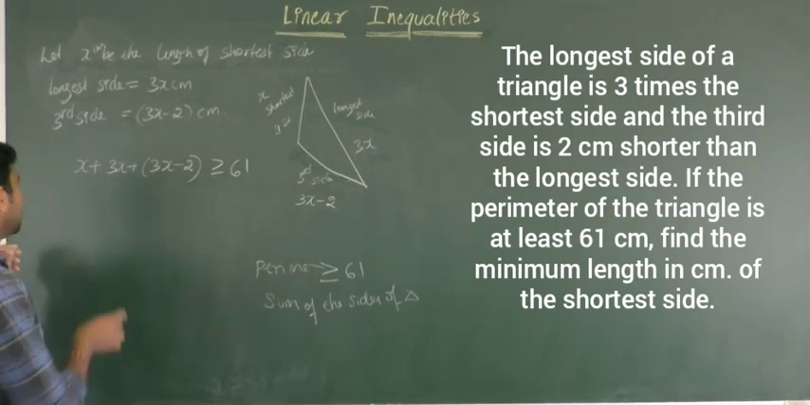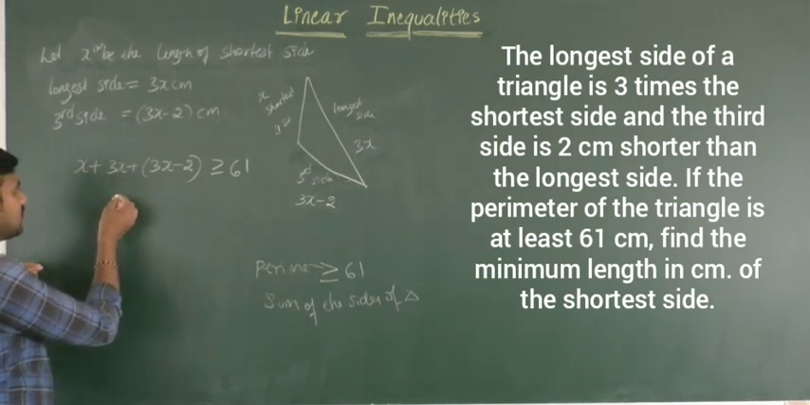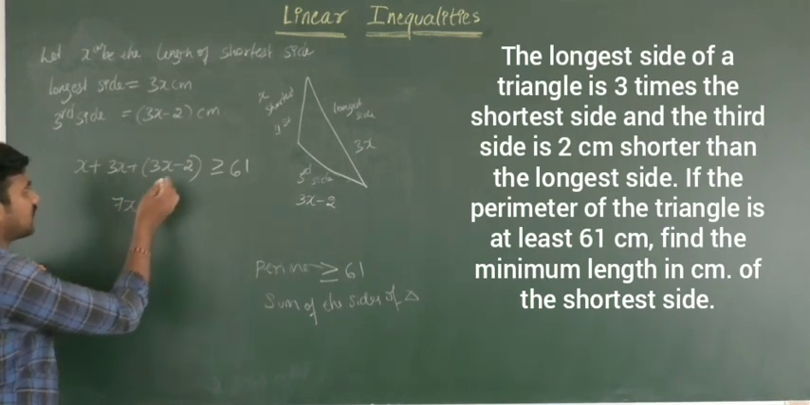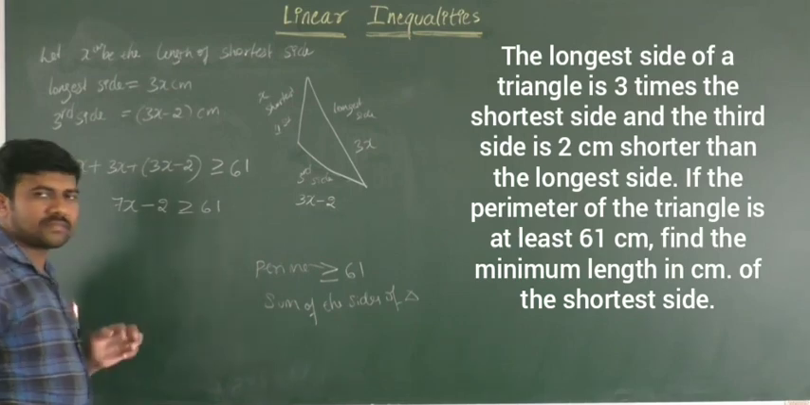x plus 3x plus 3x minus 2 is greater than or equal to 61. This is given. By using this, find the value of x. Solve this. So what will we get? x plus 3x plus 3x, that is nothing but 7x minus 2 greater than or equal to 61.